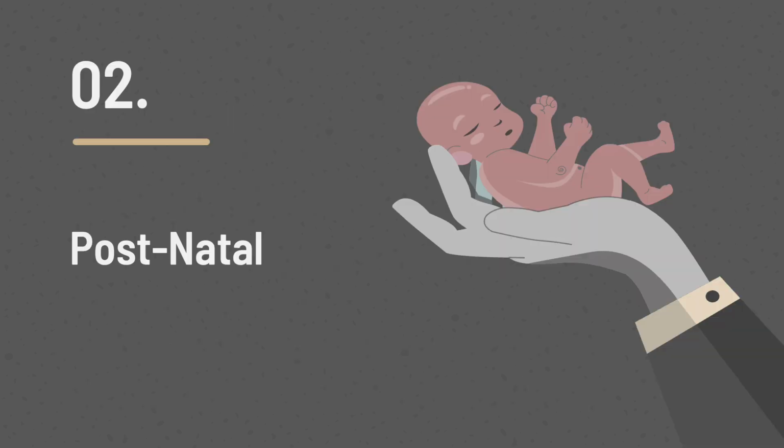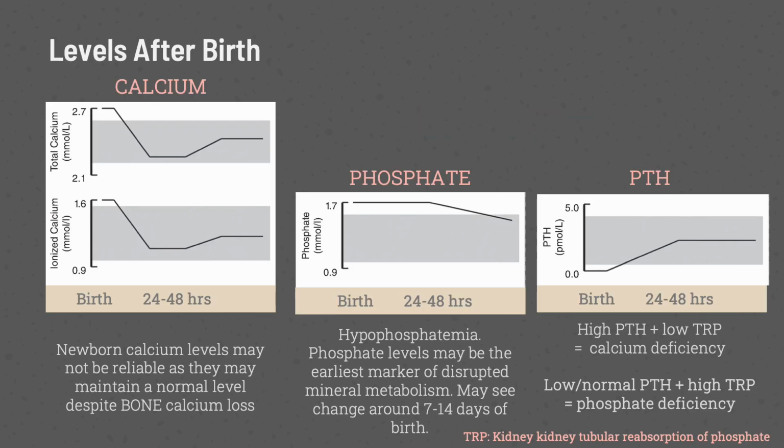So now let's discuss postnatally. So we just talked about baby while they are still inside mom, and now we will talk about what happens after birth. So levels of calcium, phosphate, and PTH after birth. Now these diagrams depict a term infant.